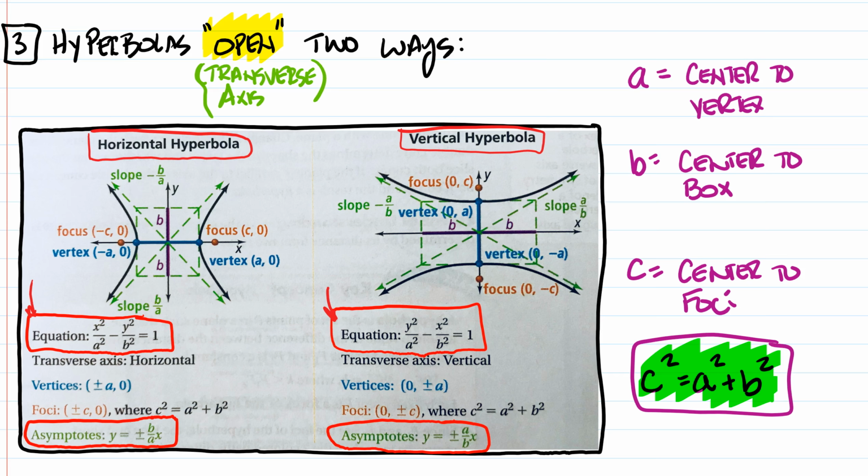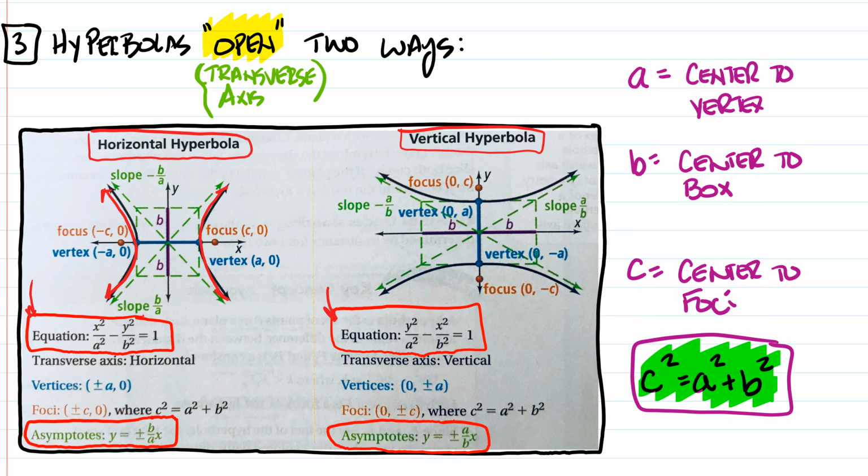And one thing that helped me learn this stuff is that if my shape is moving away from each other, like it is here, the shape of the hyperbola is moving away from each other, then the signs have to be negative. If the shape was moving in towards each other, then it would have to be positive, like an ellipse. So that might help you too.